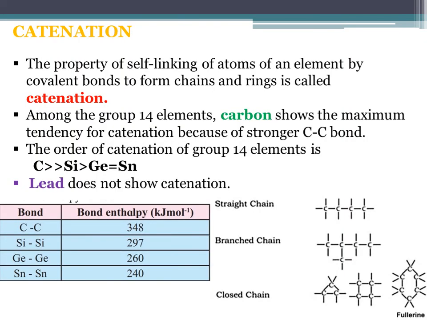Students, now let us study one very important property, that is catenation. So what exactly is catenation? The property of self-linking of atoms of an element by covalent bonds to form chains and rings is called catenation. So my dear students, the tendency of a particular atom to form long chains with atoms of itself is nothing but catenation. Now let us see this using some examples.